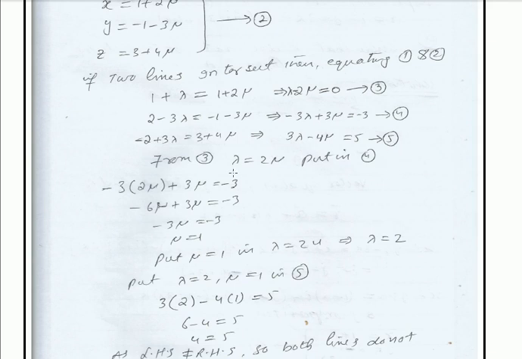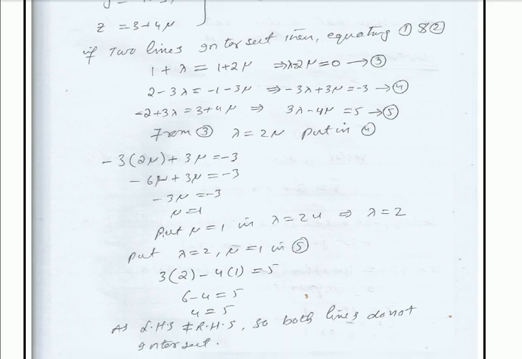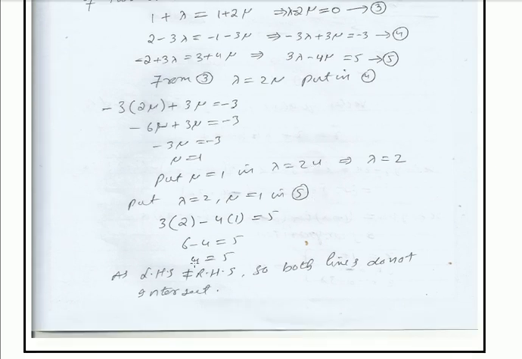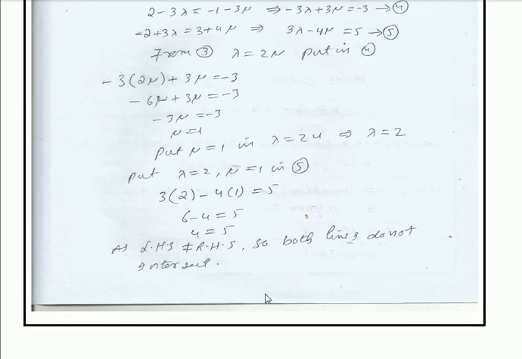From equation number 3, λ = 2μ. From this we shall put λ = 2μ in equation number 5. After simplification, we get μ = 1. So put μ = 1 and λ = 2μ, so λ = 2. Put λ = 2 and μ = 1 in equation number 5. After simplification, we get 4 = 5, as left hand side is not equal to right hand side. So the line L and the line through the 2 points do not intersect.